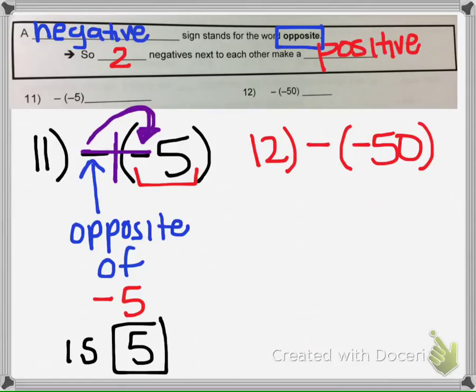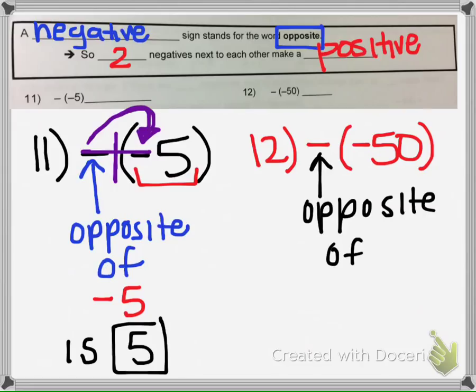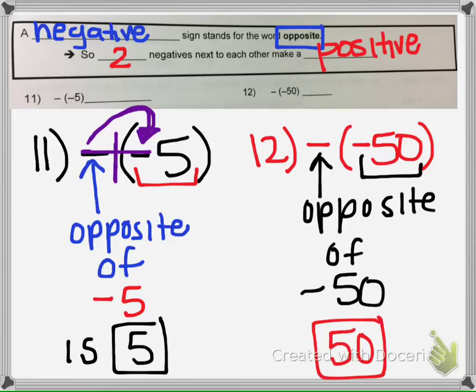Let's go ahead and take a look at example 12. This is saying what is the opposite of negative 50? And the opposite of negative 50 is 50. So again, two negatives next to each other like that, it's going to make a plus, a positive number.